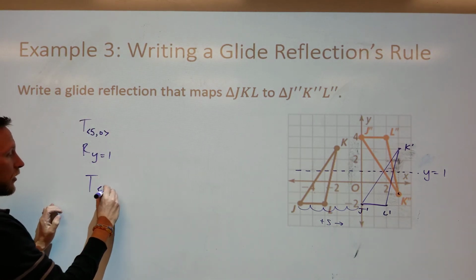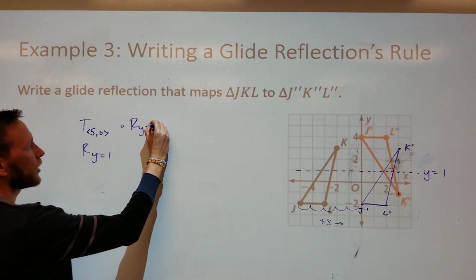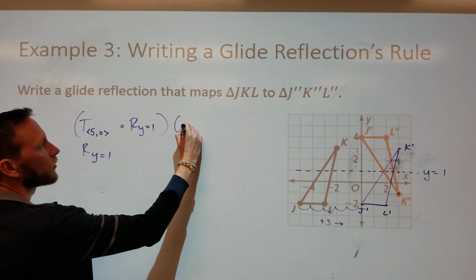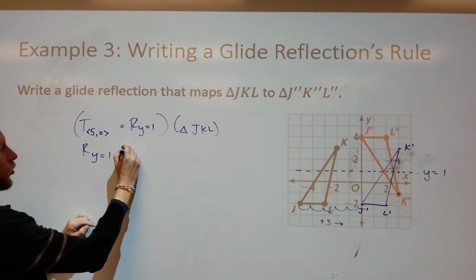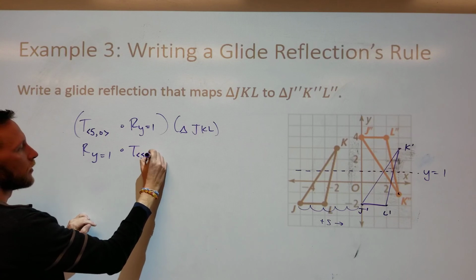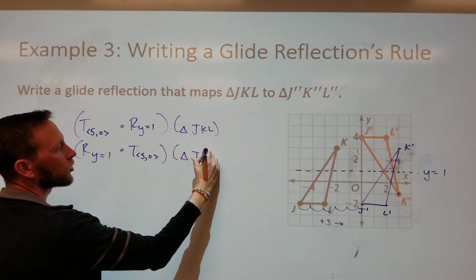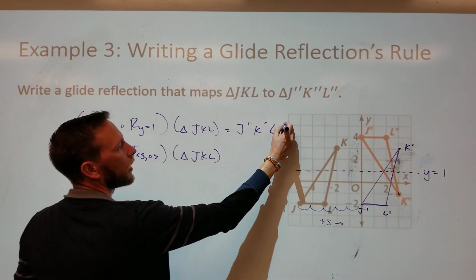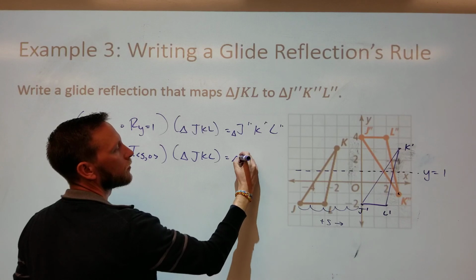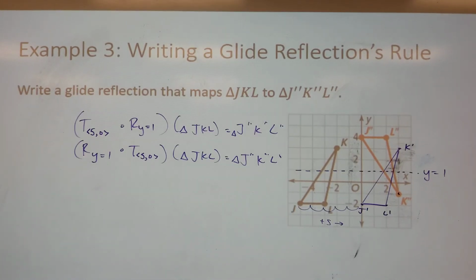You can say T of 5, 0 of the reflection over the line y equals 1 of triangle JKL. Or you can say the reflection over the line y equals 1 of the translation of 5 to the right, 0 up and down of triangle JKL. Is going to give us J'K'L'. All right. Hopefully that went well for us. Hopefully we're doing all right with that.